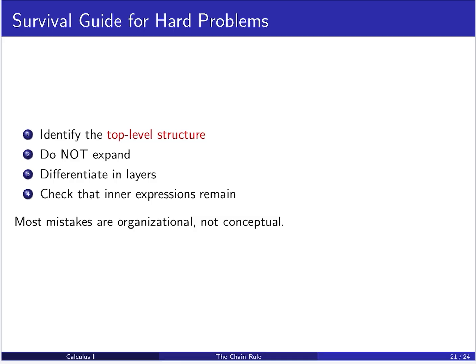So this is the chain rule. Remember these four steps. Practice it until it is automatic, and you will be able to differentiate anything the course throws at you. And if you ever get stuck, come back, go slowly, label your parts, and remember rates of change multiply.